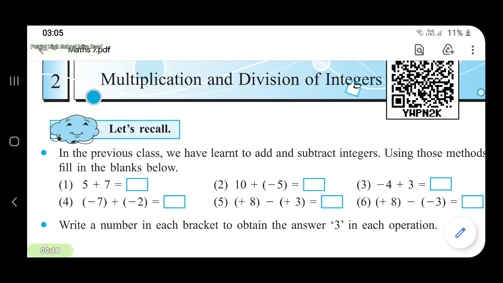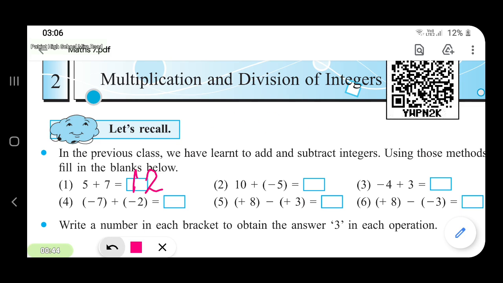Using those methods, fill in the blanks below. 5 plus 7 will be 12. So you can do it yourself and the answer will be 12. 10 minus 5, 10 plus minus 5 is 10 minus 5. It is as good as 10 minus 5. And 10 minus 5 is 5. So the answer is 5.